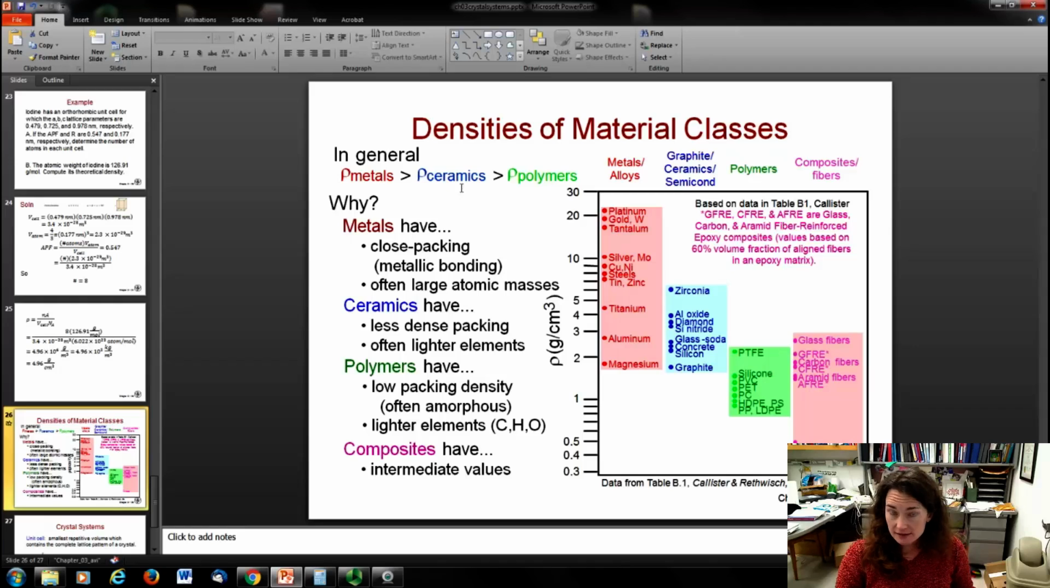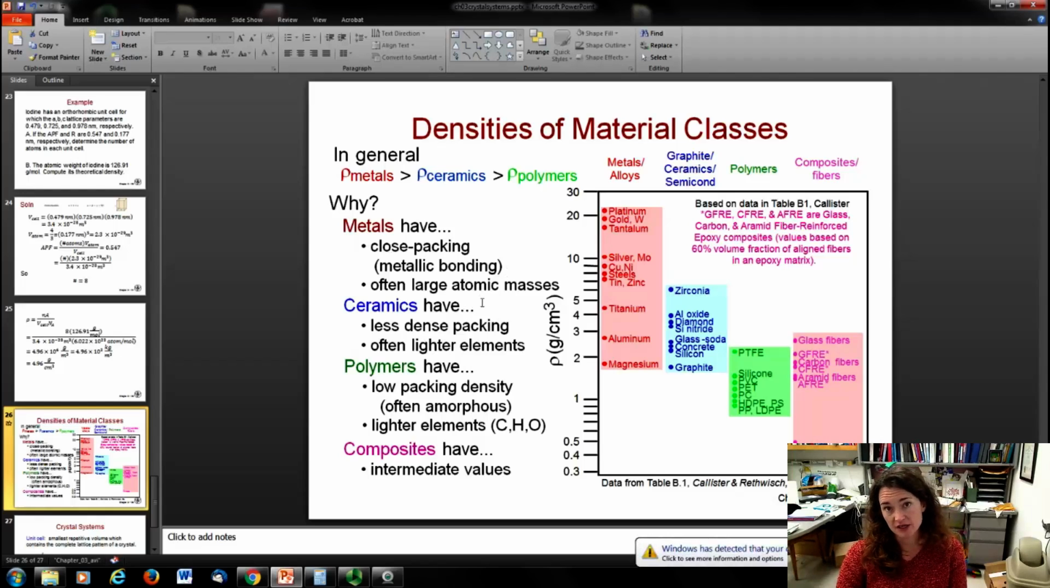Speaking of density, in general, metals are more dense than ceramics, which are more dense than polymers. There is some overlap. Why? Well, metals have close packing, they have metallic bonding, and they have very large atomic masses, right? So if you have a large mass divided by the same volume, you're going to have a higher density. Also, metals undergo that metallic bonding where they have the ionic cores surrounded by the electron sea, and that sometimes causes the bonds to be a little shorter.